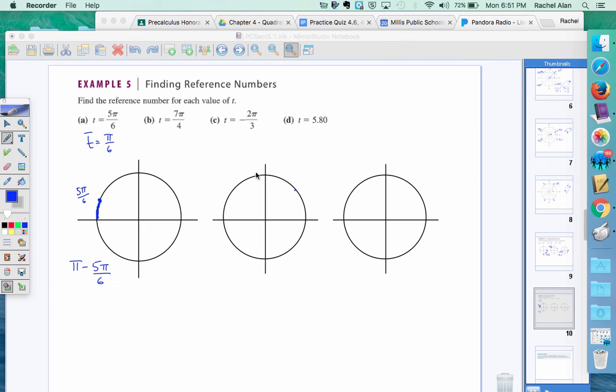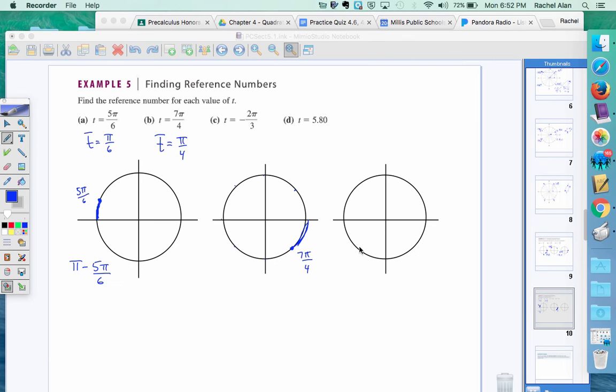If we look at 7 pi over 4, 1, 2, 3, 4, 5, 6, 7 pi over 4 is right here. The shortest distance along the circle is right here, and that distance is pi over 4. So t bar in this case is pi over 4. In essence, the reference number really tells you what family it's in, so it's going to help you find your terminal point.